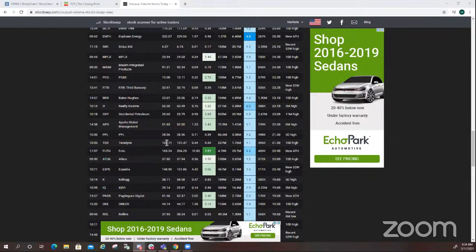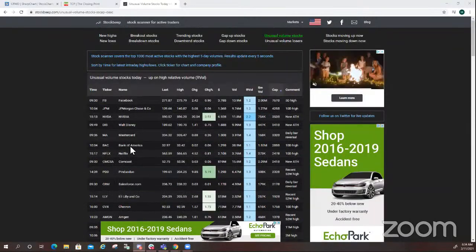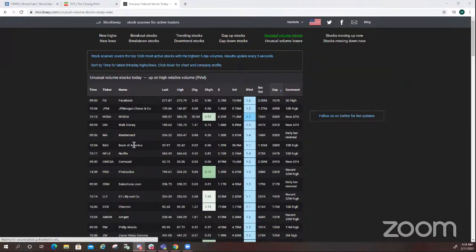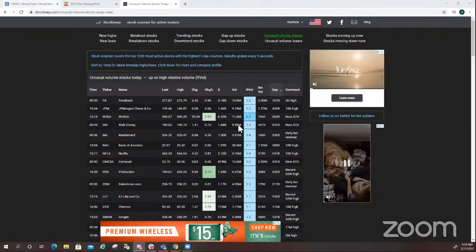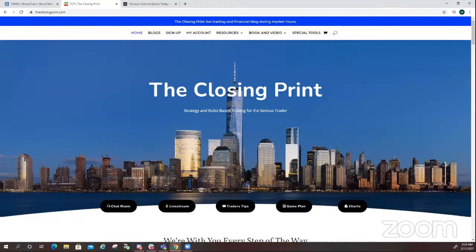Now, thinkorswim and many of the other trading platforms can do this in real time in the morning. Toss and Futu obviously have been big, and then there was a REIT there also. You can run the scan, and you can look to see which stocks are up quite a bit pre-market on volume or relative volume.